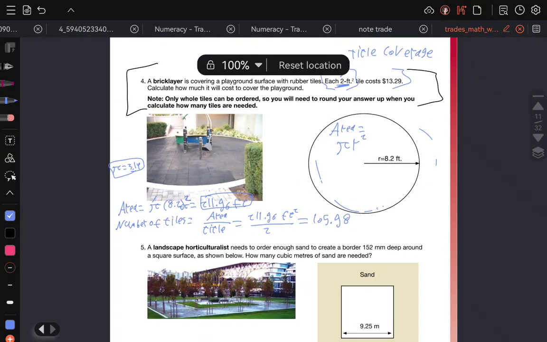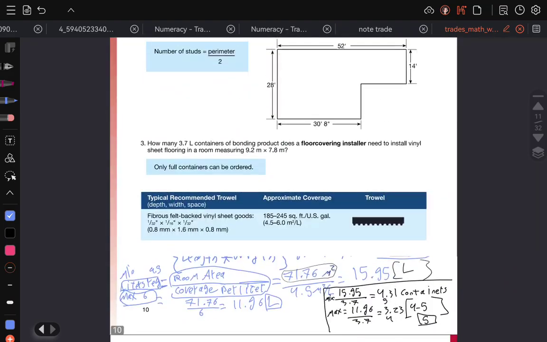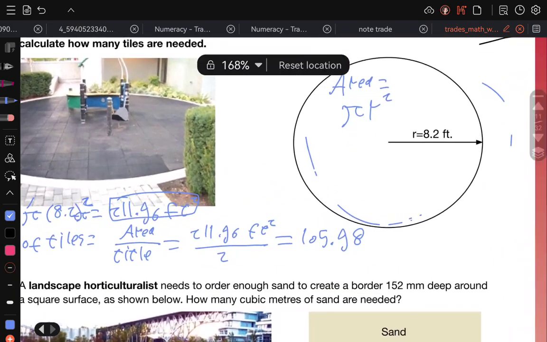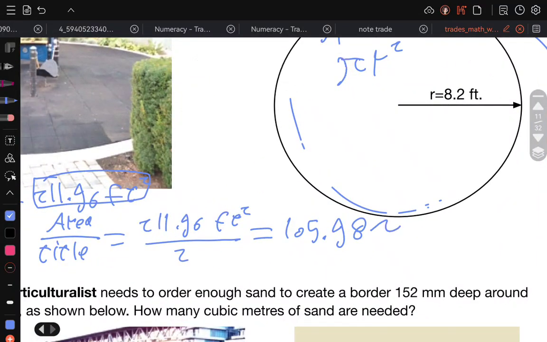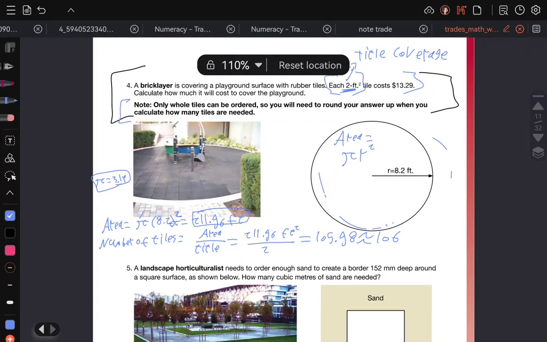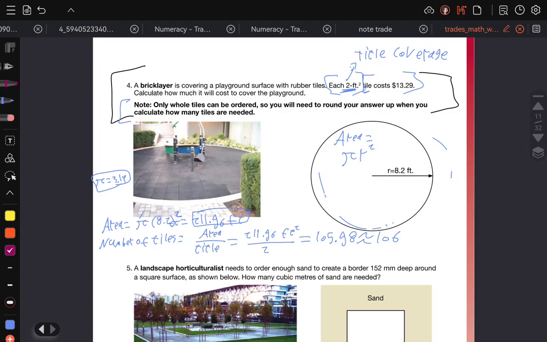But as you can see the note here, only whole tiles can be ordered. Same thing with the last question. So it's gonna be 106. Now we know the number of tiles required. What's next? Next we need to know the cost. This is the main question, to calculate how much it will cost to cover the playground.